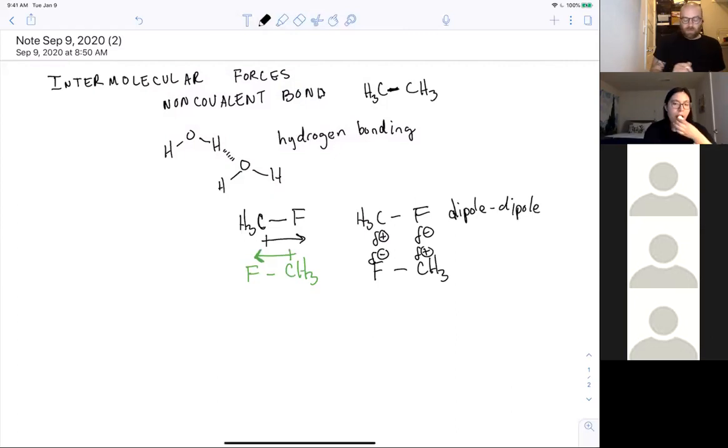And then we have this other one. I'll get back to hydrogen bonding in a second. And then we have the weakest force, which, in any molecule that's in a liquid state, will have these forces, but we have what are called dispersion forces or van der Waals forces.